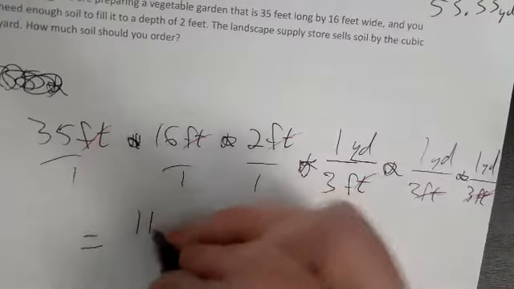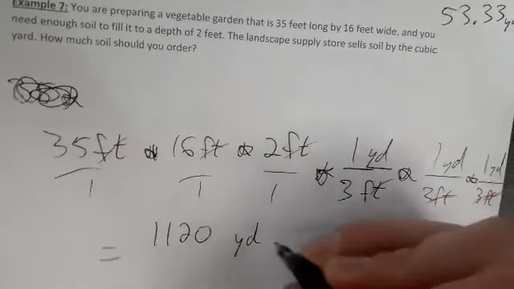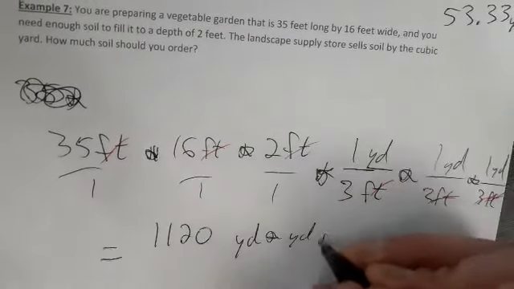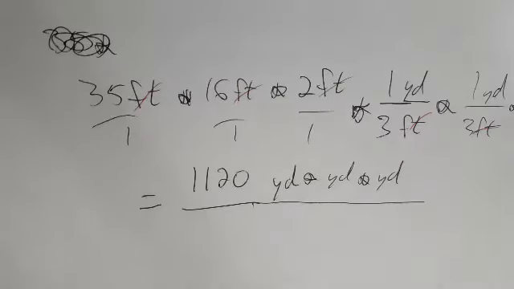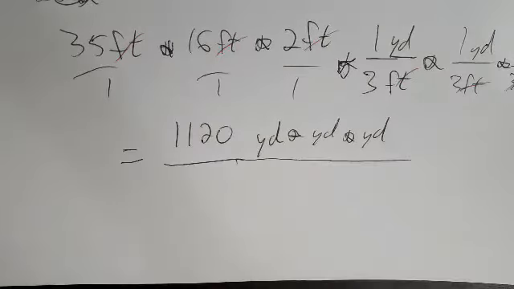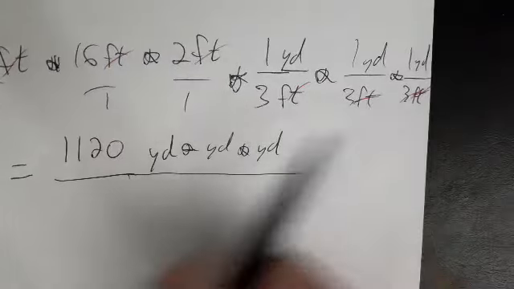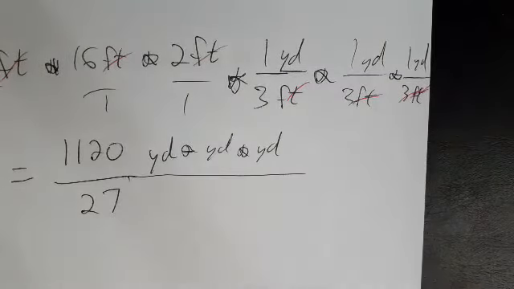I'm going to have 1120. My units on here, I should look at those, are going to be yards times yards times yards. I guess I'll write it once. There's going to be a little bit of simplifying I have to do. 1120 yards times yards times yards. I don't have anything on bottom besides 3 times 3 times 3. 3 times 3 is 9 times another 3 should give me 27. Let me double check because that number is not right in my notes. 35 by 16 by 2 is going to give me 1120, and I want to divide by 27.